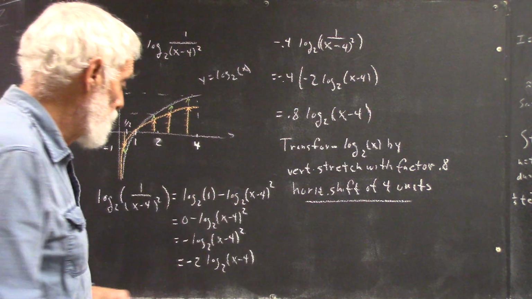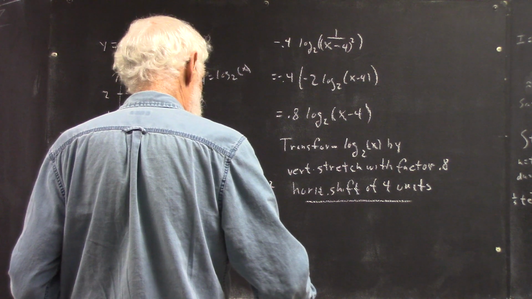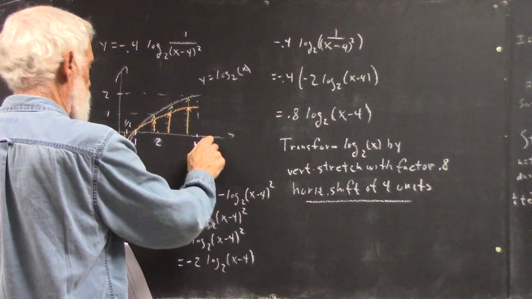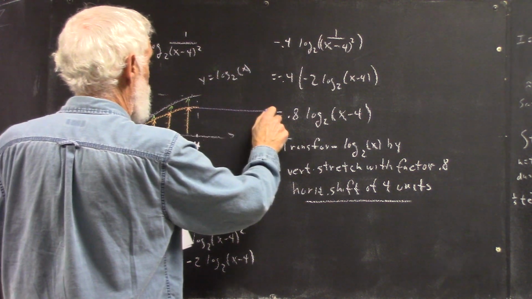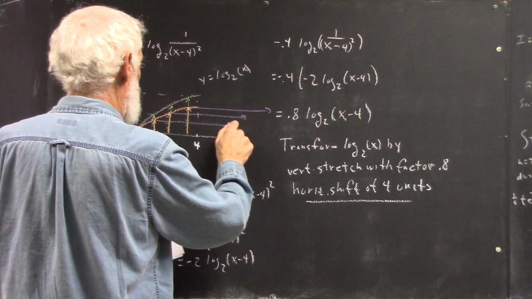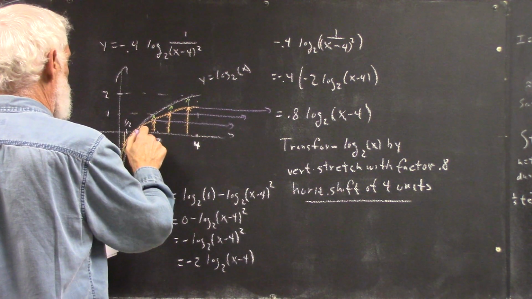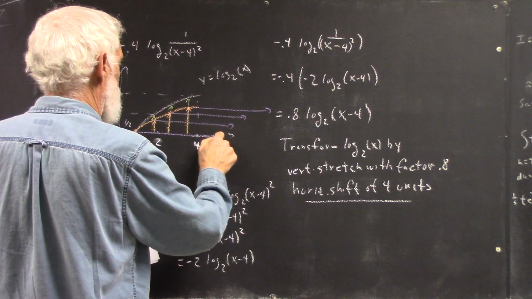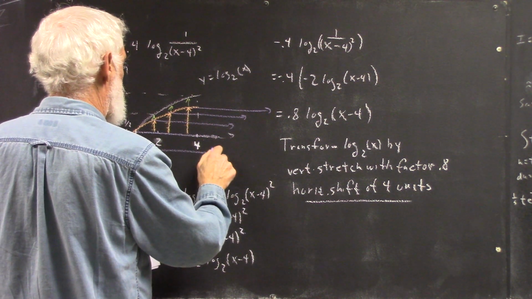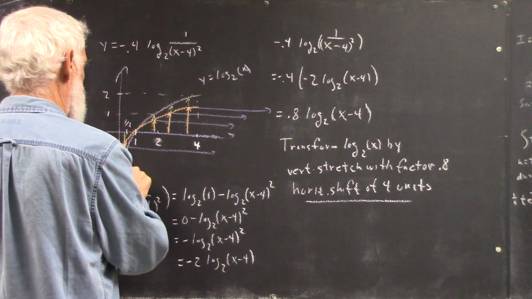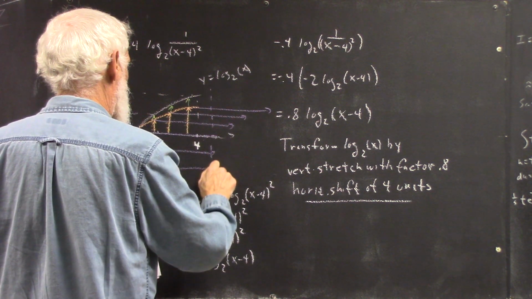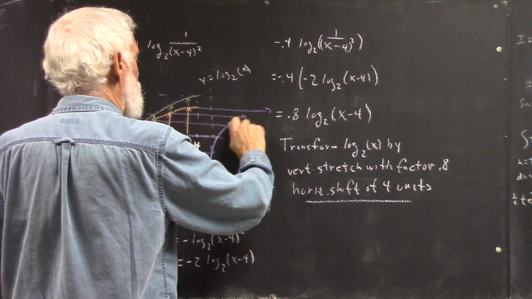Then I shifted 4 units to the right. So take each of these points and shift it 4 units. 4 units is this far. Oh, go ahead and shift this point as well. And I'll shift the asymptote. And then I'll draw my graph.